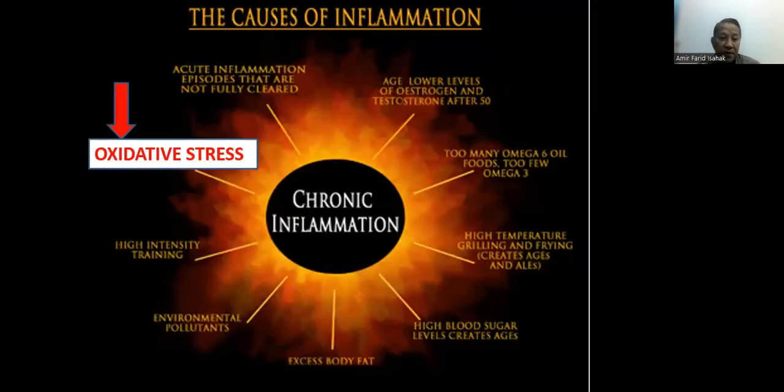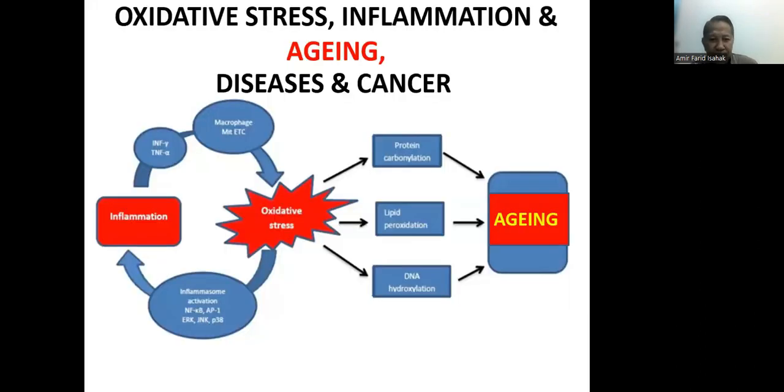And in fact, oxidative stress is a major cause of chronic inflammation, which is now understood to be the initial or the underlying cause of many diseases, including coronary heart disease. Now, certainly with all the diseases comes accelerated aging. Okay, so this is how the scheme looks like with oxidative stress, inflammation, aging, diseases, and cancer.